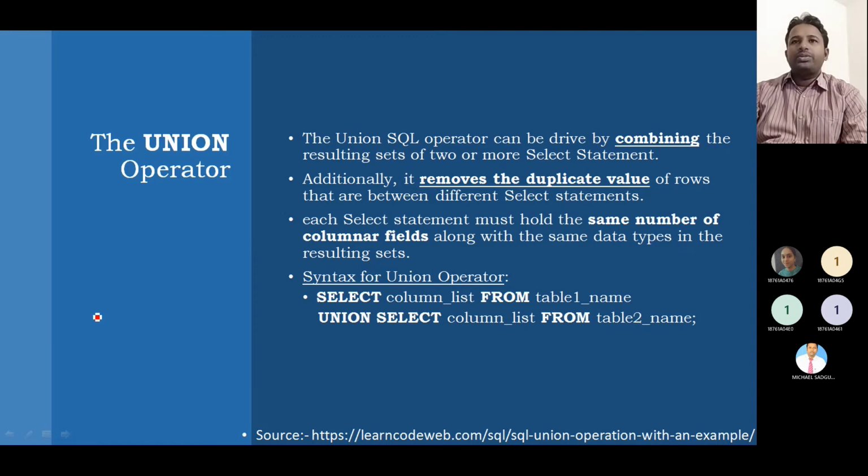Now let us go through what this union is. We know that for the set operation union, there will be two sets. Union of those two sets we studied in relational algebra also, the same thing. Union will combine two sets, and the result will be a combination of those two sets. But here in SQL, the result will be a combination of two or more select queries.